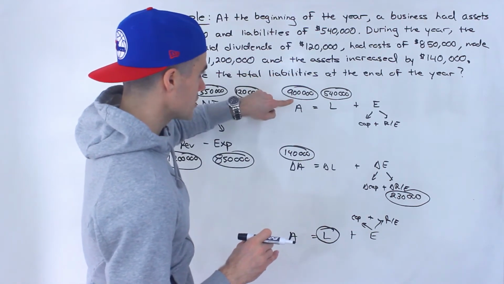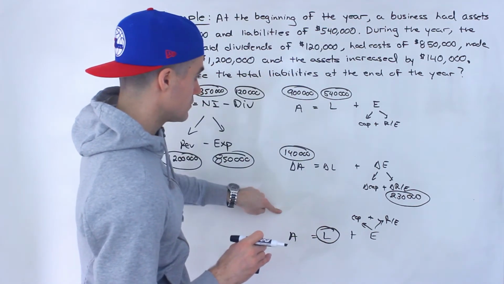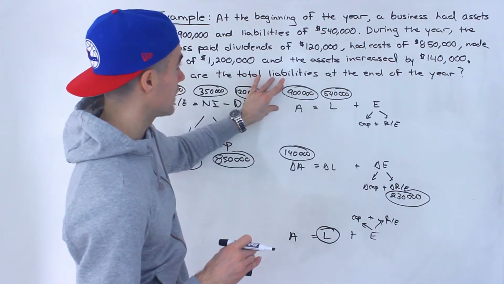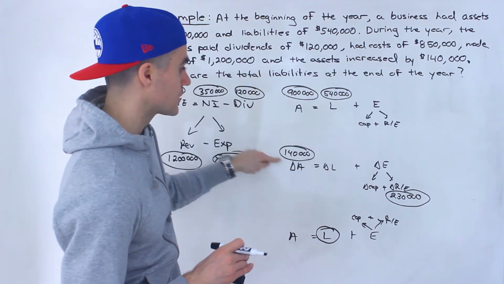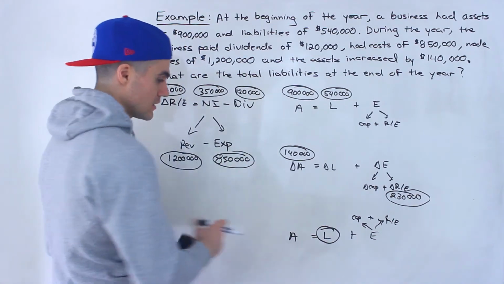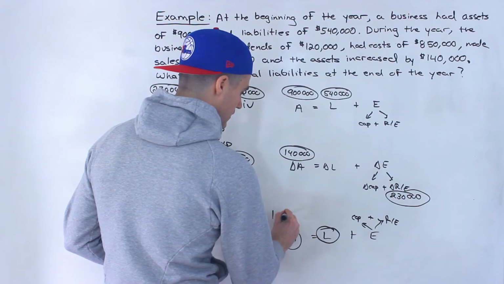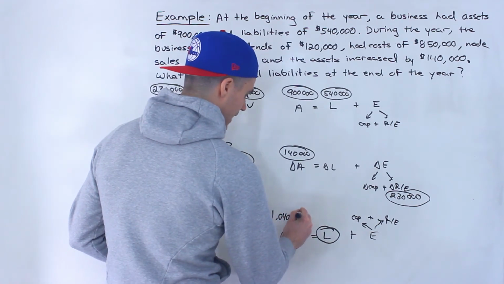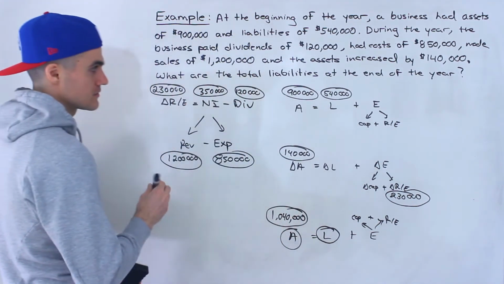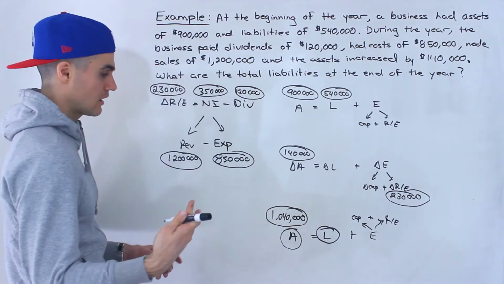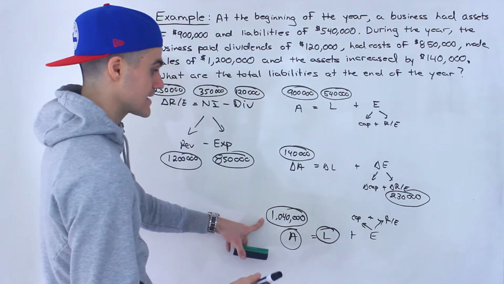is we can actually, with these two numbers, figure out what's the ending assets, because we have beginning assets of 900,000 and then they increase by 140,000, which means that this ending assets has to be 1,040,000, right? 900,000 plus 140,000 gives us 1,040,000. So that's the ending assets.